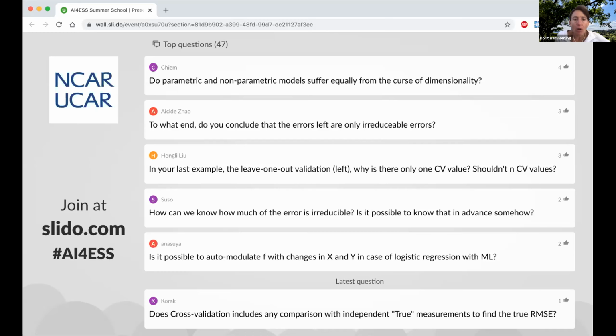Do parametric and non-parametric suffer equally from the curse of dimensionality? Non-parametric models suffer more from the curse of dimensionality. They all do, but non-parametrics can be even worse.